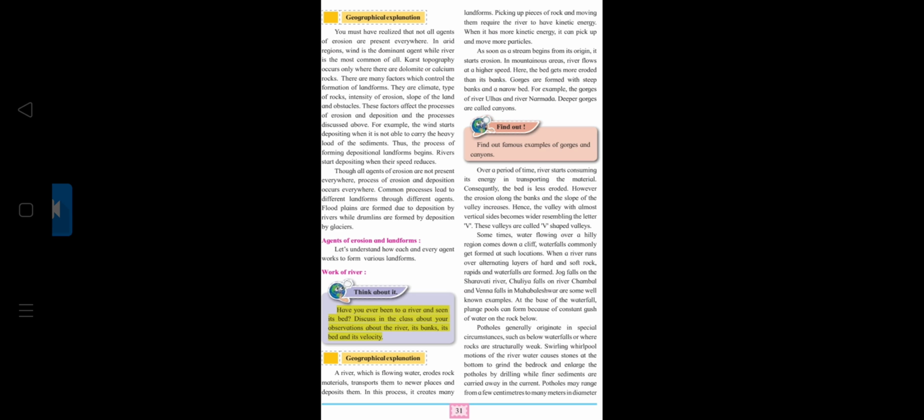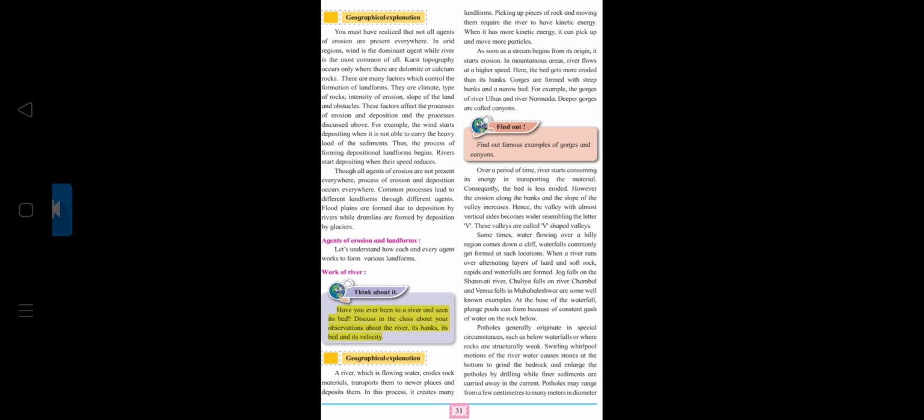Sometimes water flowing over a hilly region comes down a cliff. Now, from a cliff, the water flows at a greater speed. Waterfalls commonly get formed at such locations because it's at a height and it falls down from a height. When a river runs over alternating layers of hard and soft rock, rapids and waterfalls are formed.